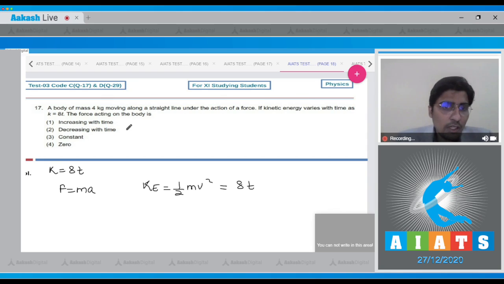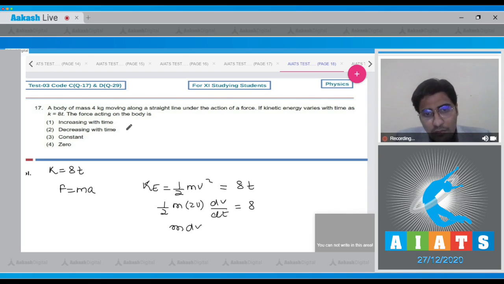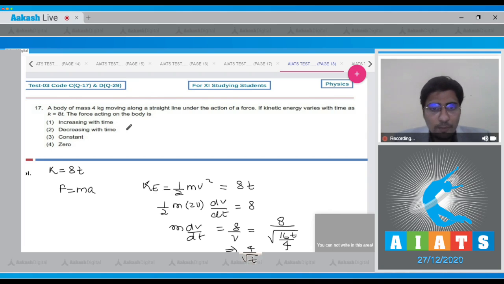From this, if we differentiate, we get half into mass into 2v into dv by dt is equal to 8, or m into dv by dt is equal to 8 by v, and this can be written as 8 divided by under root of 16t by 4. Now this will be equal to 4 by root t, and hence, student, we can see that as time passes, the force will decrease, and hence for this question the correct answer is option number 2. Moving on to question number 18.